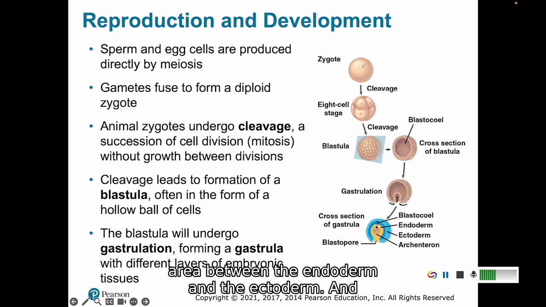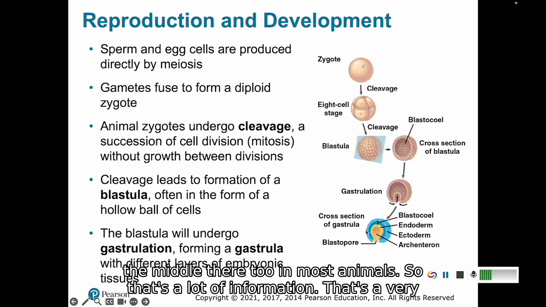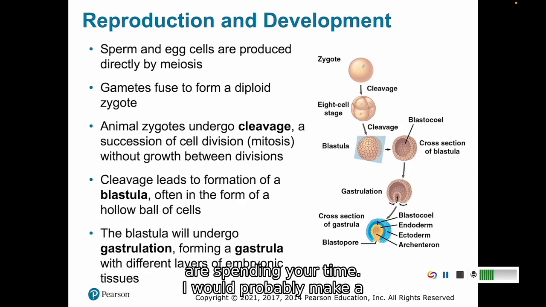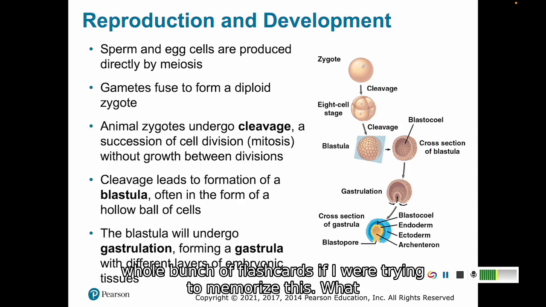Blastocoel is this area between the endoderm and the ectoderm. And we're probably going to put some other stuff in the middle there too, in most animals. So that's a lot of information. That's a very information-dense slide, but make sure that you are spending your time. I would probably make a whole bunch of flashcards if I were trying to memorize this.